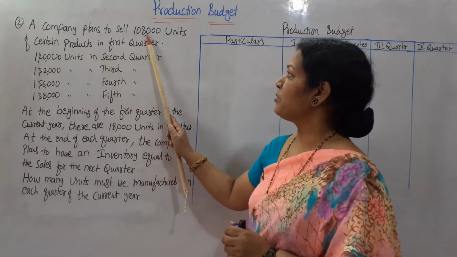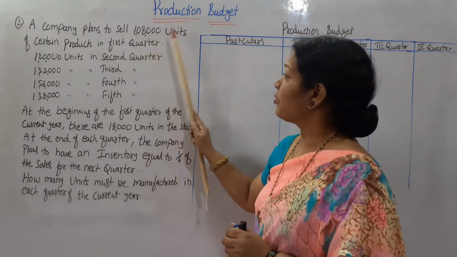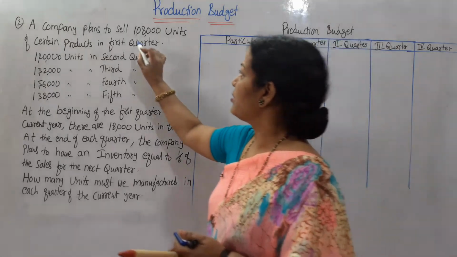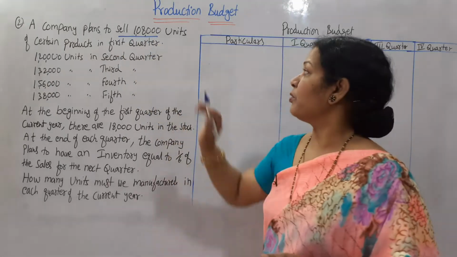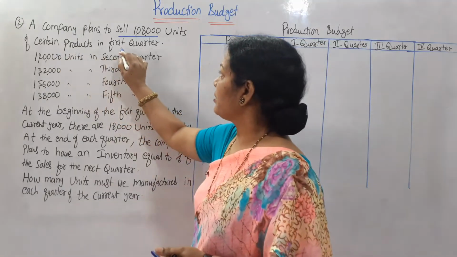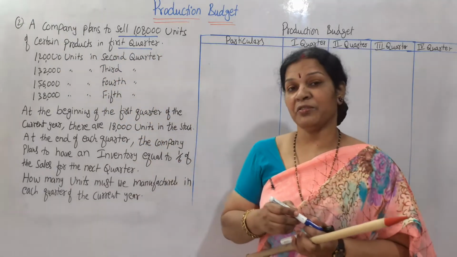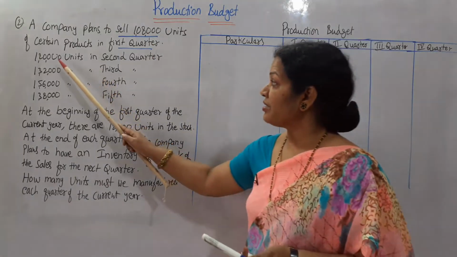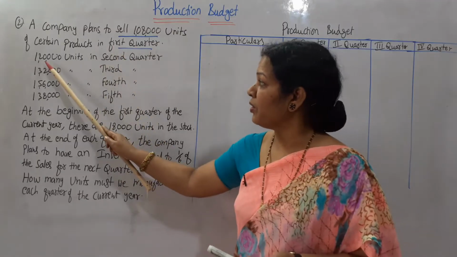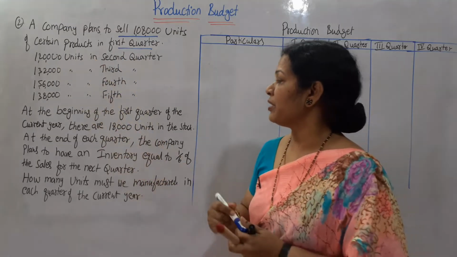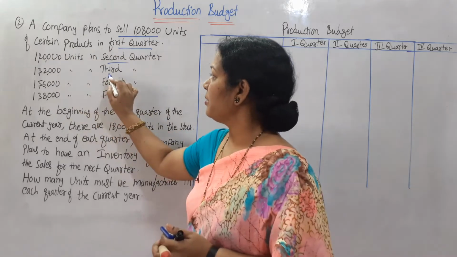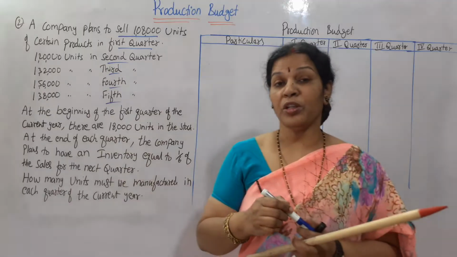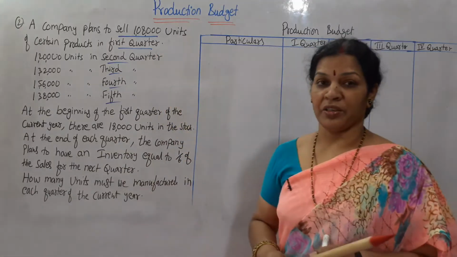A company plans to sell 1,08,000 units of certain products in the first quarter, 1,20,000 units in the second quarter, 1,32,000 in the third quarter, 1,56,000 in the fourth quarter, and 1,38,000 in the fifth quarter. Total how many quarters are there? 5 quarters are there.